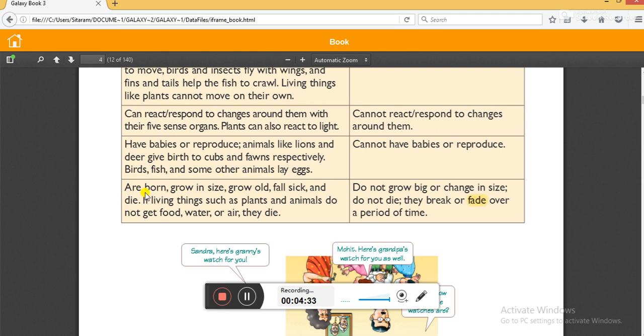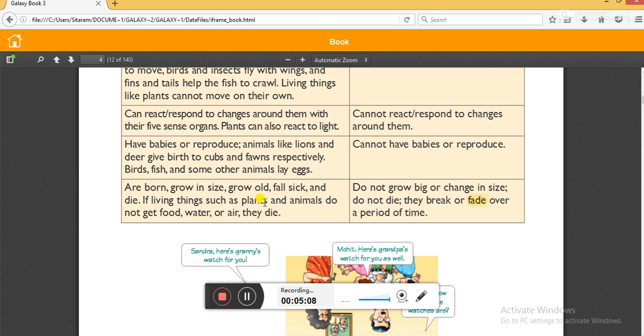Then last, living things are born. They grow in size, they grow old, and at last they fall sick and die. But non-living things do not grow big or change in size. They do not die also. If they are not born, they do not die.